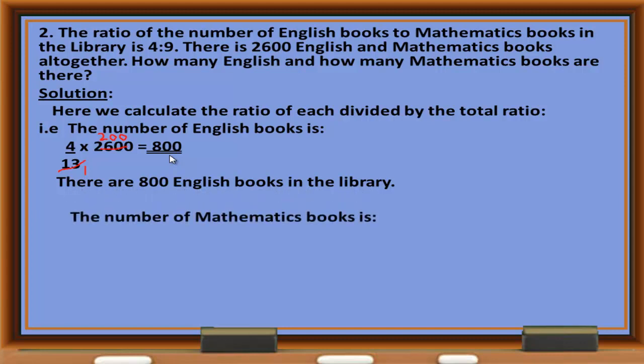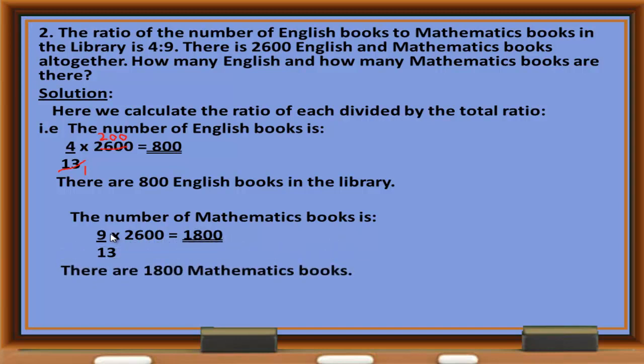The number of mathematics books is 9, which is the ratio of mathematics, over total 13, times the total number of books, 2600. And here we simplify it. 13 by 13 is 1, 2600 by 13 is 200. 200 times 9 is 1800 mathematics books.